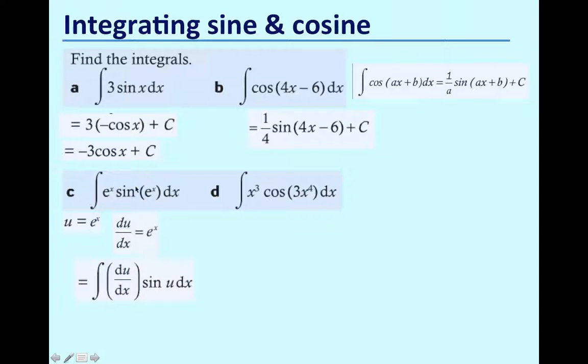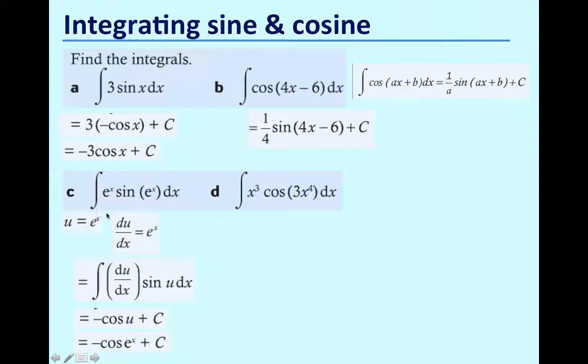So I can rewrite this as e to the x, which we've said is du by dx, multiplied by sine of u, because we've said this is u. The dx and dx will cancel out, so I'll be left with the integral of sine u du, and we know from what we've just seen that the integral of sine u would be negative cos u plus c, and then we're just going to substitute back in for u so that we end up with negative cos e to the x plus c.